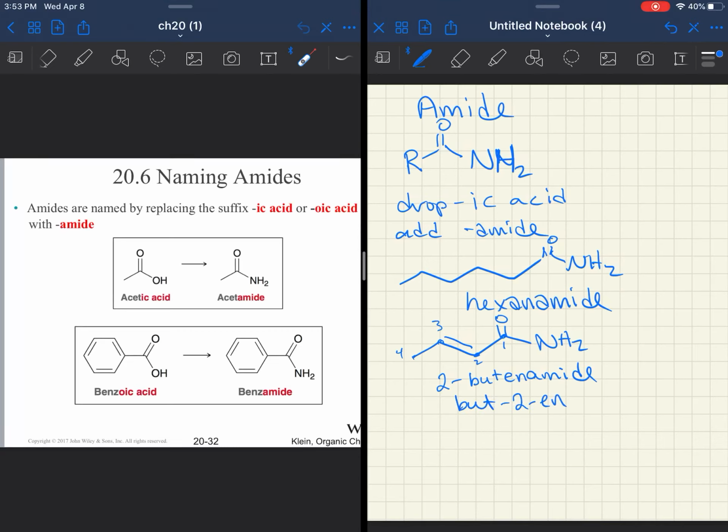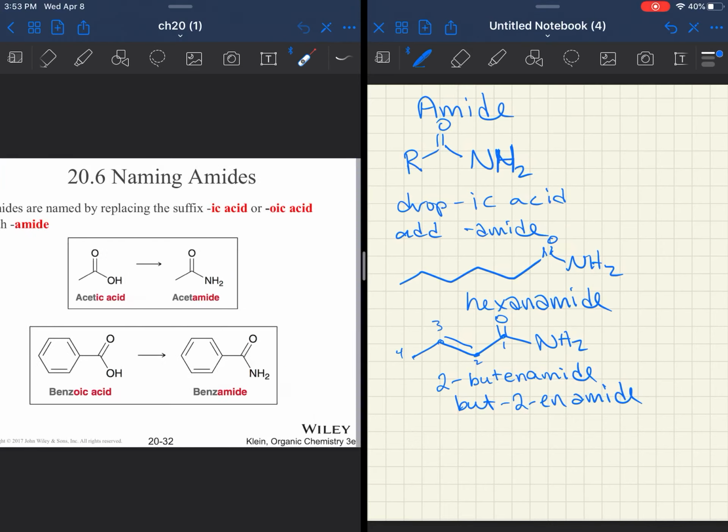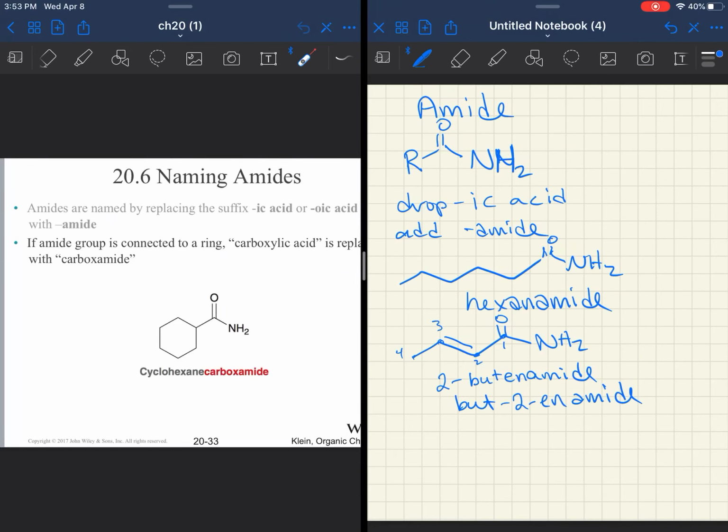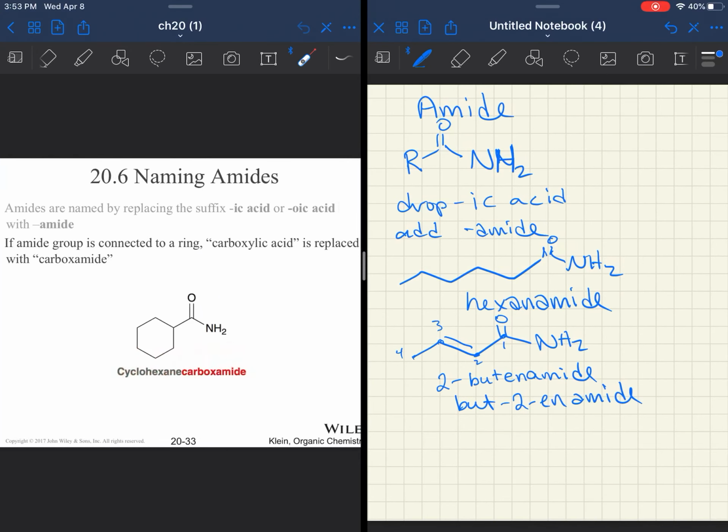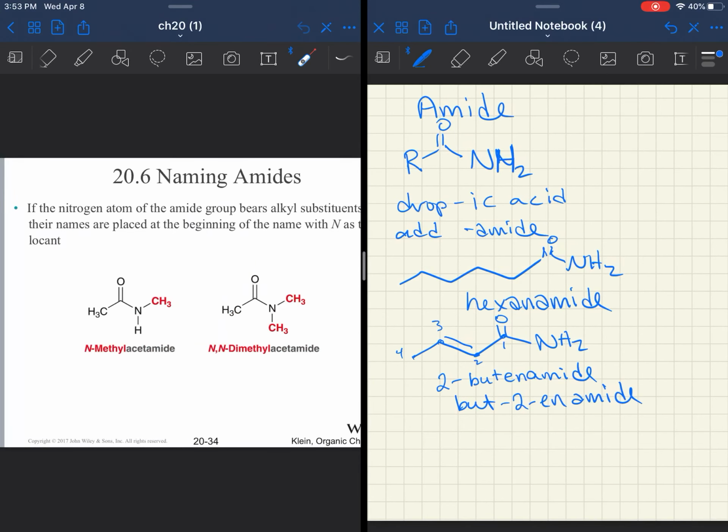This becomes 2-butenamide. You could also put the 2 inside, right? But-2-enamide. Now, skip over that.